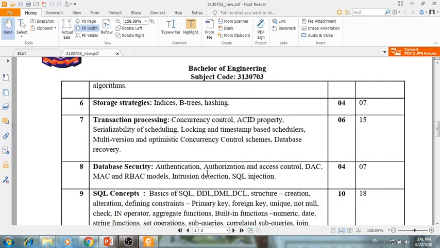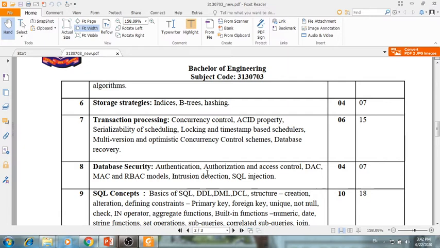Next is all about transaction processing, which controls concurrency. It means whenever multiple users are logged in or multiple users perform transactions in parallel, at that time we need to control all the transactions. For that we have ACID properties, serializability, locking, timestamp based scheduler, database recovery, and all these things. So whenever any transaction fails, at that time we need to recover the data. This will all be learned in the 7th unit.